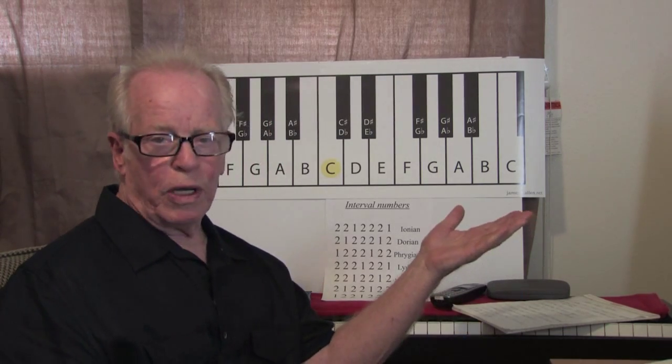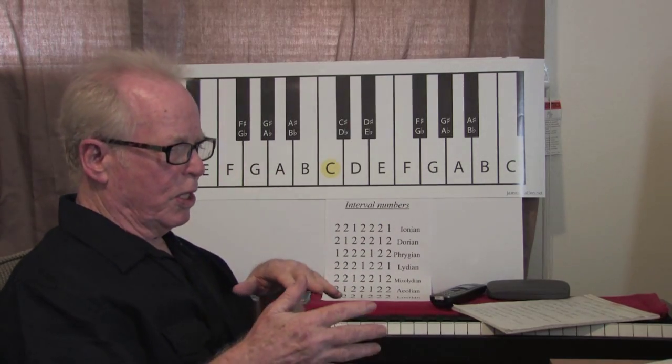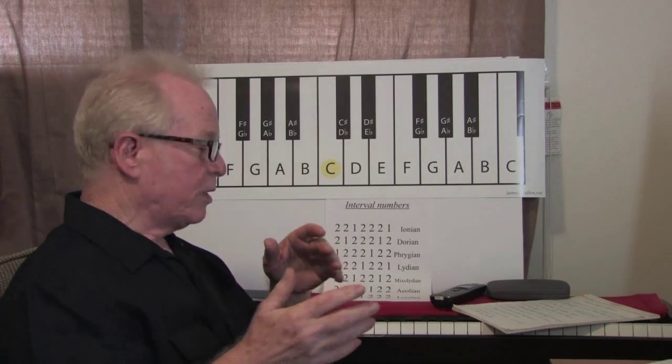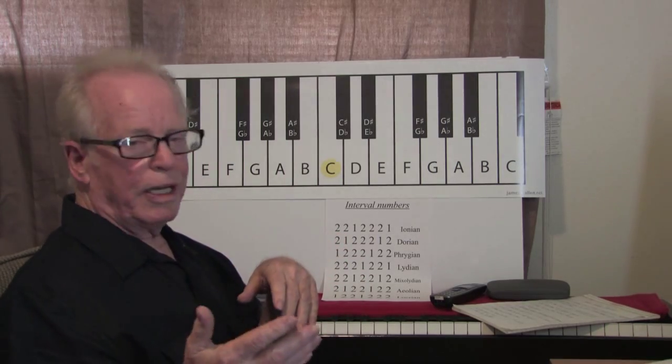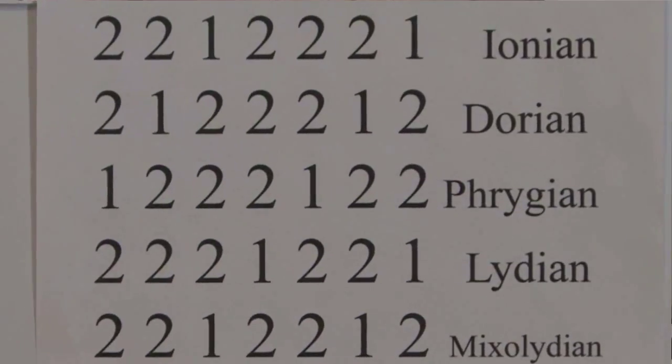And of course, if you go to any other key, you can transpose those derivatives, the Dorian, the Phrygian, the Lydian, Mixolydian, you know, to B flat, F, and so forth.